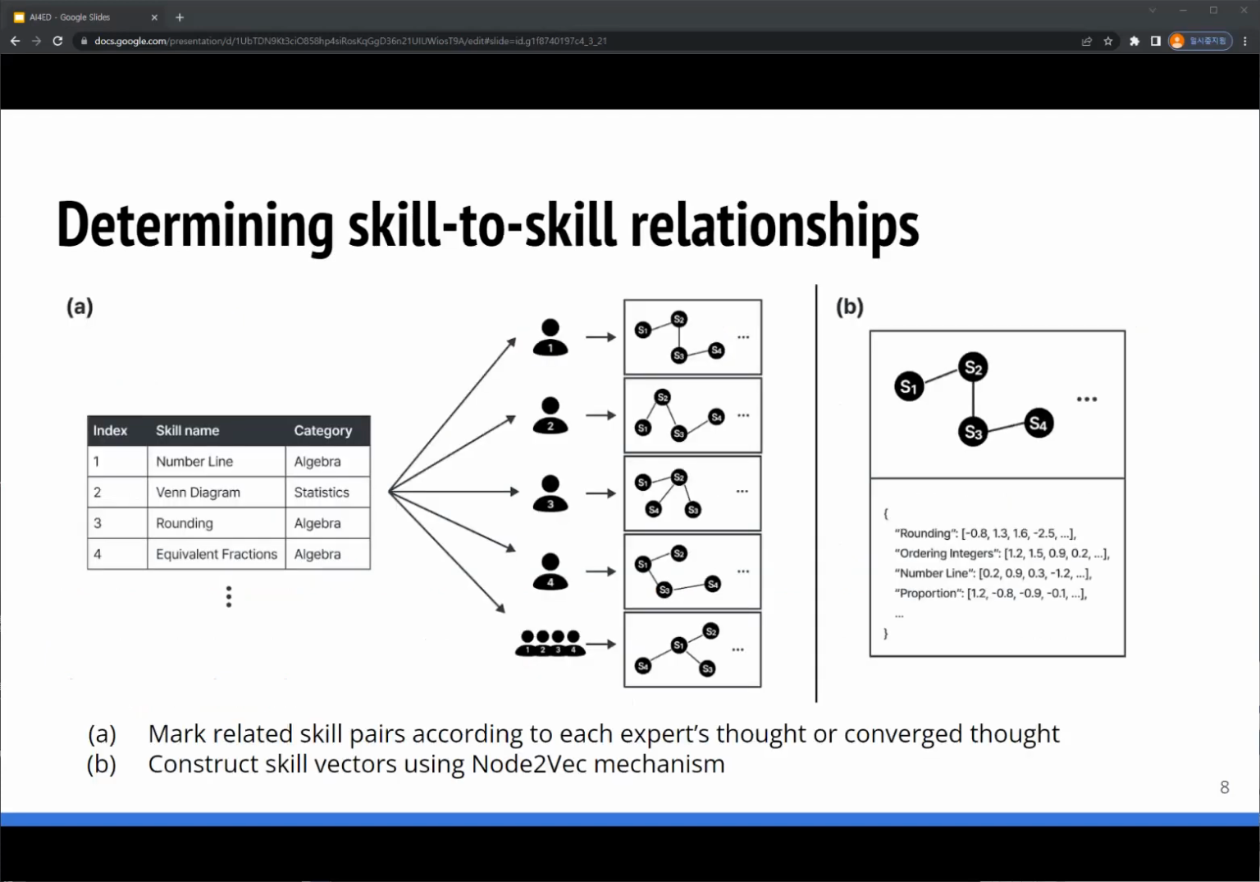Figure A illustrates how each expert annotated the relationships between the knowledge components. Each expert has many different ideas. Thus, we let the experts annotate the relationships individually at first. Then we had the experts hold meetings in order to determine the final relationships. Figure B demonstrates how we build the vectorized representations from the experts' annotation.